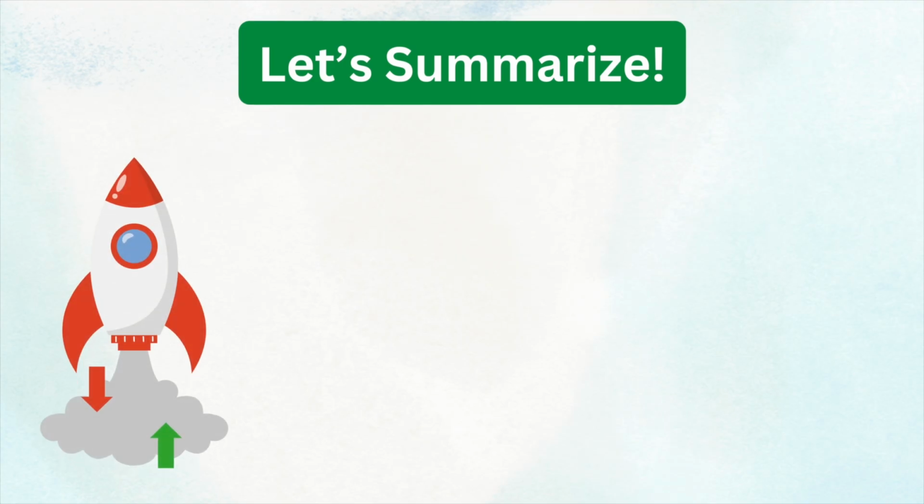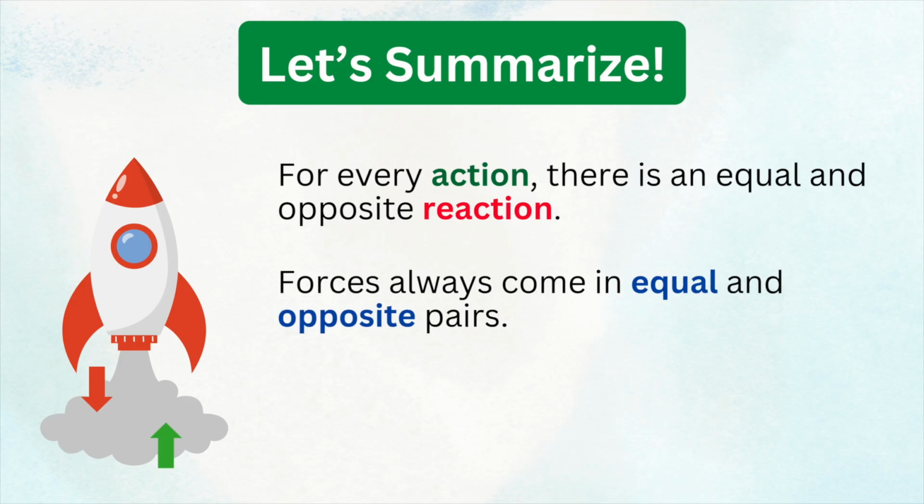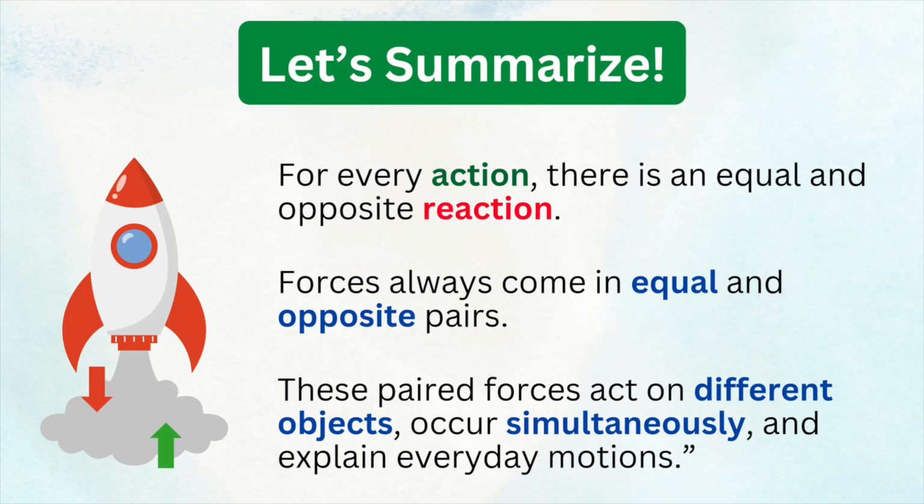So, what have we learned today? Remember that Newton's third law of motion tells us that for every action, there is an equal and opposite reaction. This means that forces always come in pairs. When one object pushes or pulls, the other object pushes or pulls back with equal strength or magnitude in the opposite direction. These forces act on different objects, happen at the same time, and help us understand interactions like walking, swimming, hammering, or even jumping off a boat.